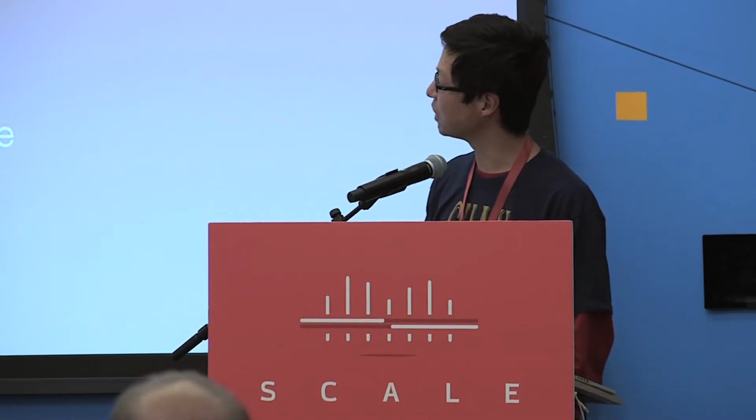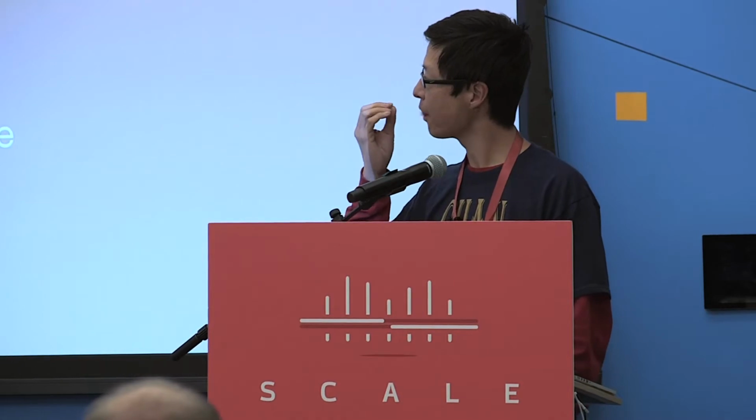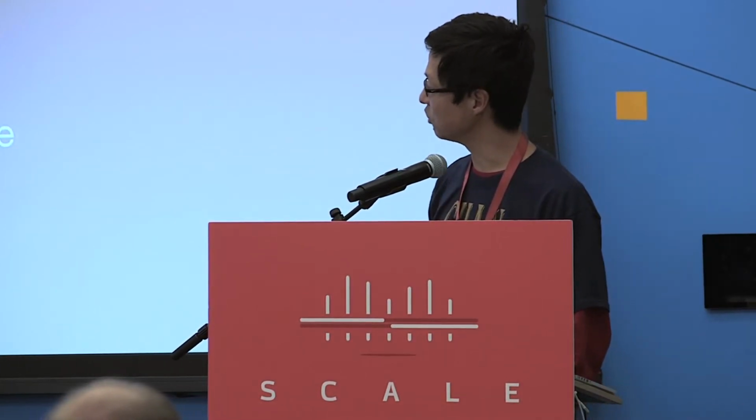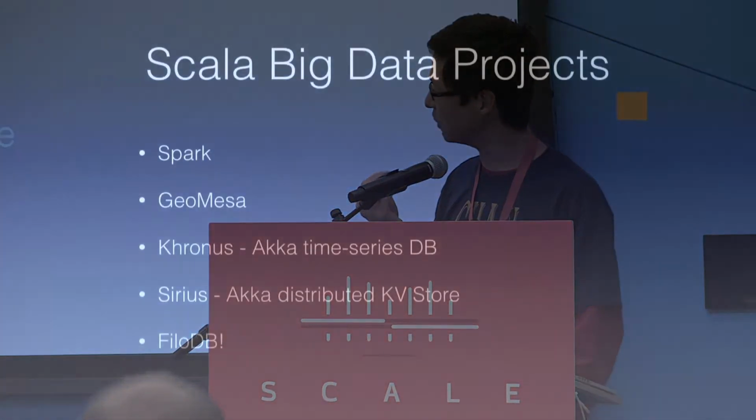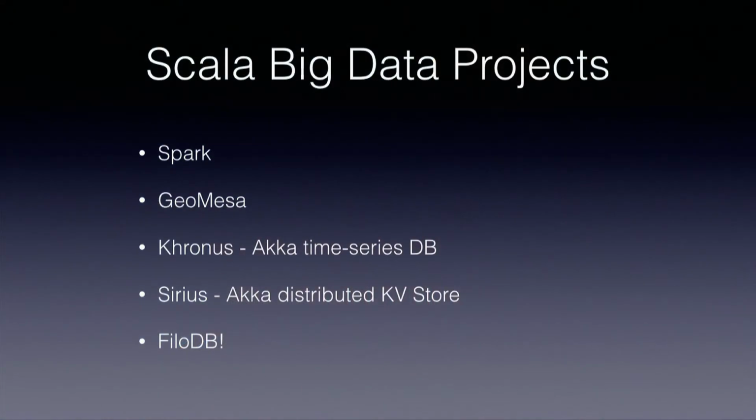There's quite a few Scala big data projects. Like obviously everyone knows Spark. You guys might not all know GeoMesa. It's a really interesting project out of the Eclipse Foundation. I forgot exactly who produces it, but basically it's for geodata, and you can run geoqueries on it, which is really neat. I think these came out of Comcast. There's an Akka time series database called Cronus. There's a distributed key value store called Sirius. Oh, sorry, Sirius comes out of Comcast, I think.